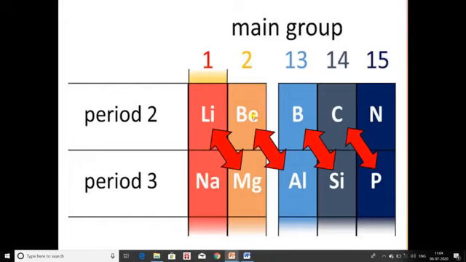In the same way, beryllium will show similar properties with aluminium, which is placed diagonally. Boron will show similar properties with silicon, carbon with phosphorus. So as you can see, they show similar properties to the elements which are placed diagonally. So this is known as diagonal relationship.